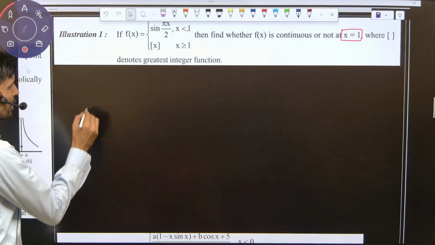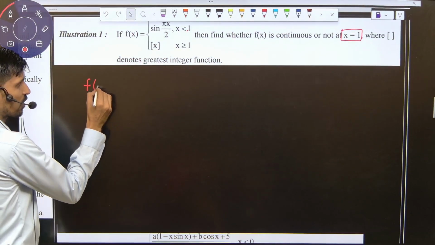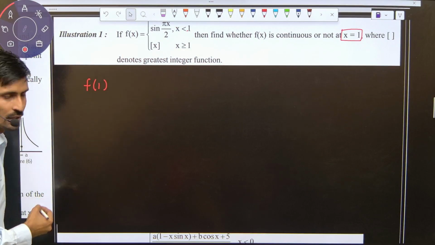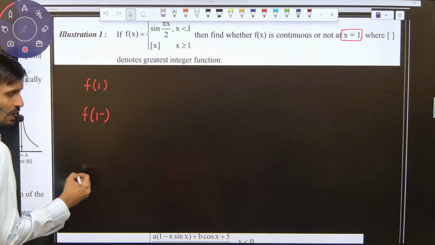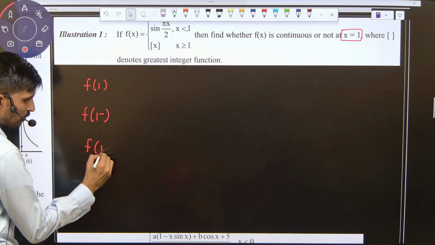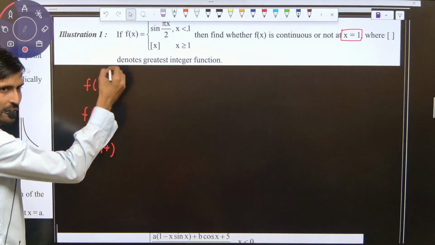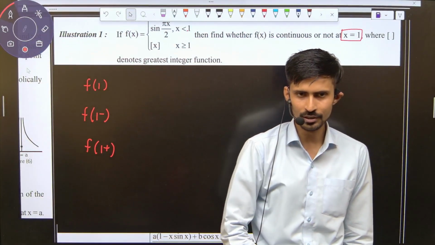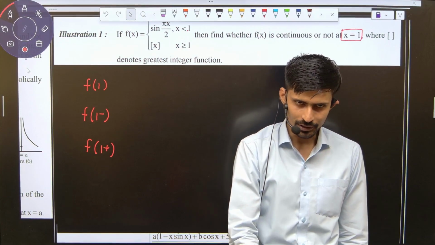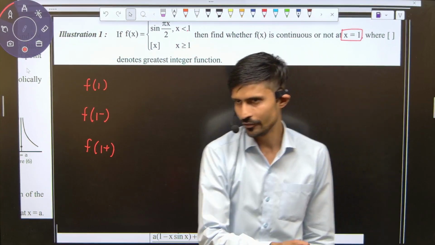What does it mean? We have to find value of f of 1. We have to find value of f of 1 minus. We have to find value of f of 1 plus. I will check all three are equal or not. If it is equal, continuous. If it is not equal, discontinuous. Easy na? And finding is very easy.